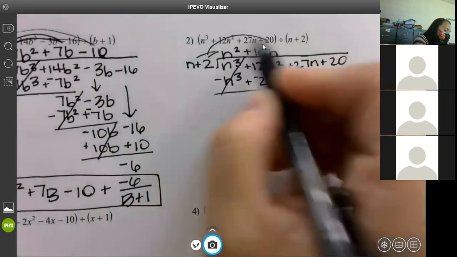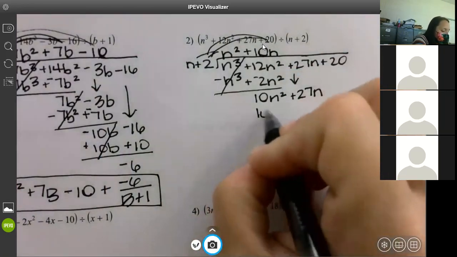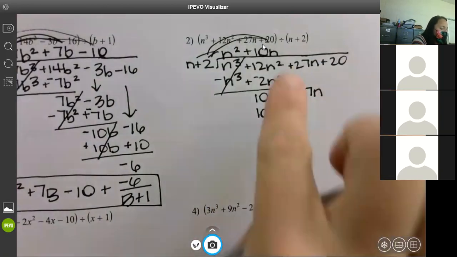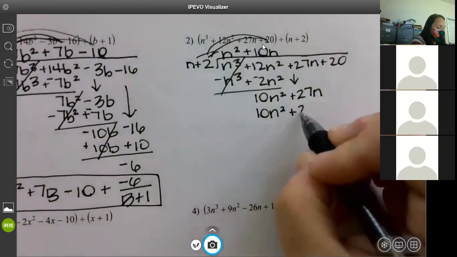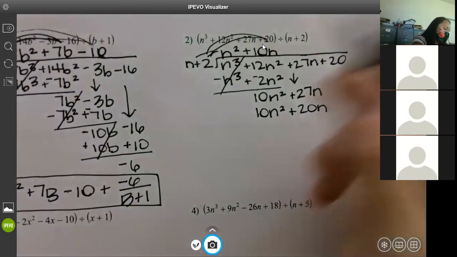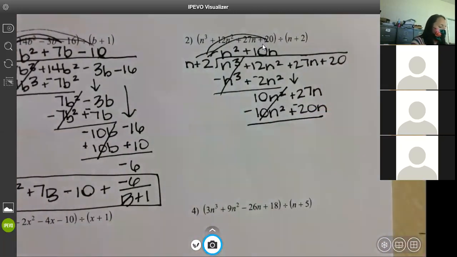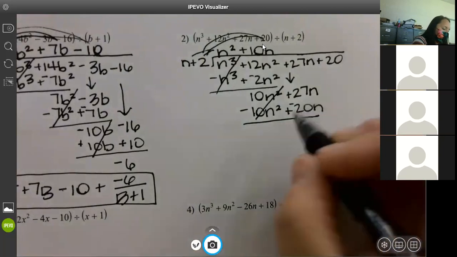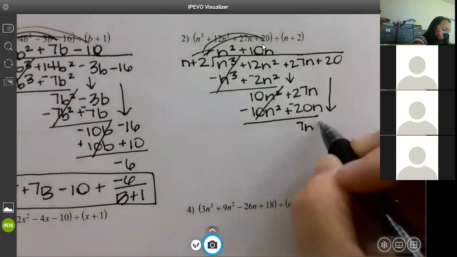Distribute. What's 10n times n? 10n squared. Perfect. What is 10n times 2? 20n. How do I get them to cancel out? Change the sign. Perfect. 27 minus 20.